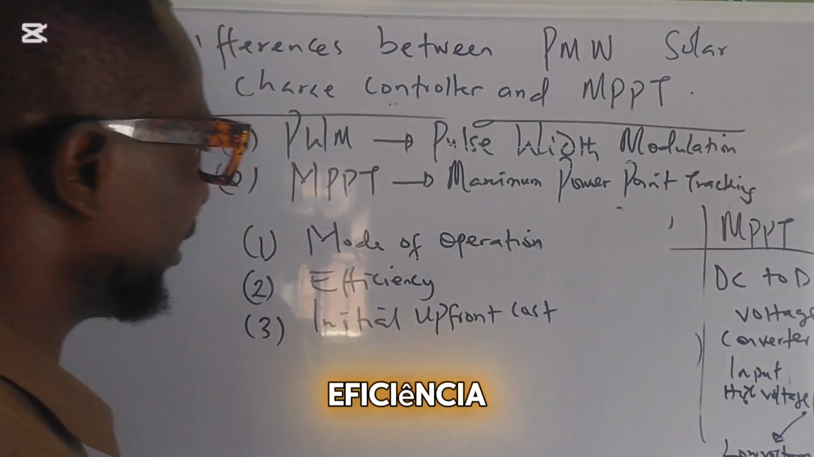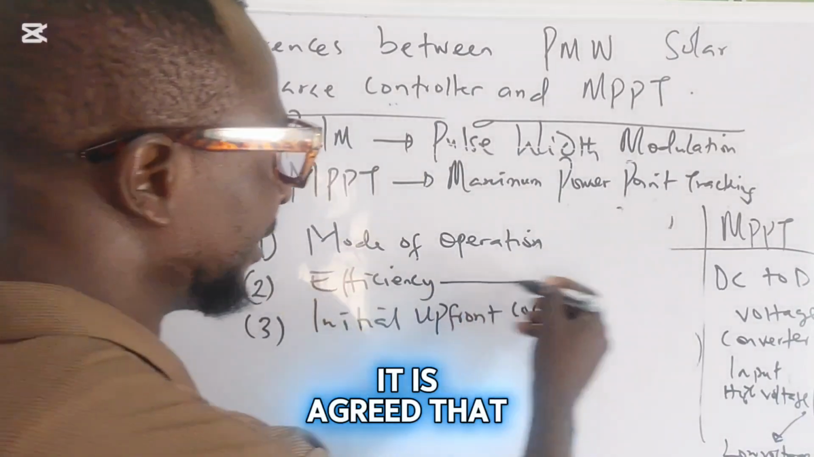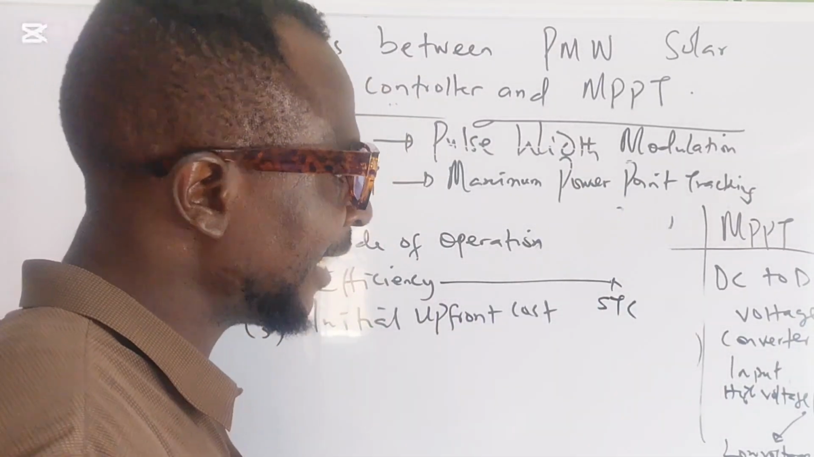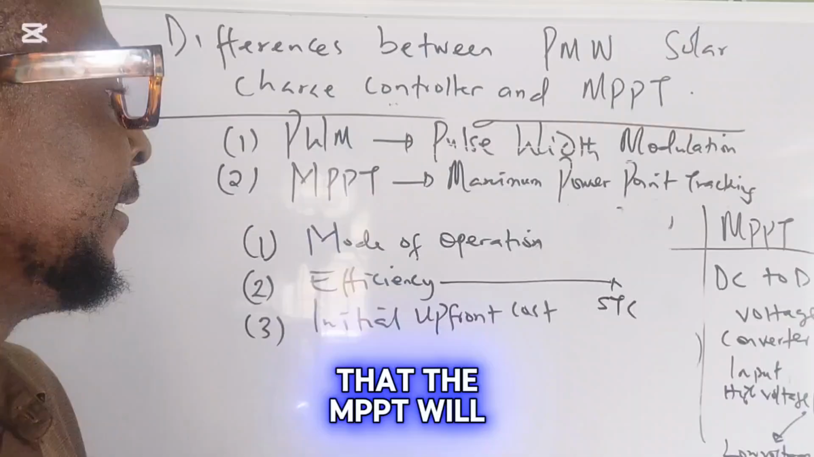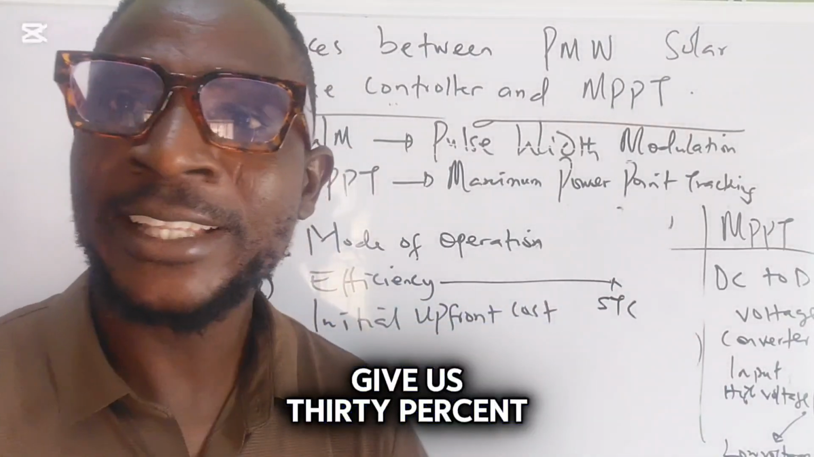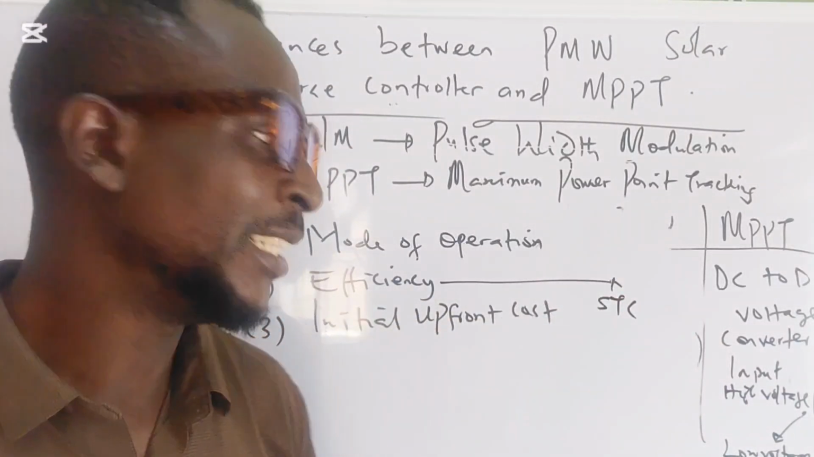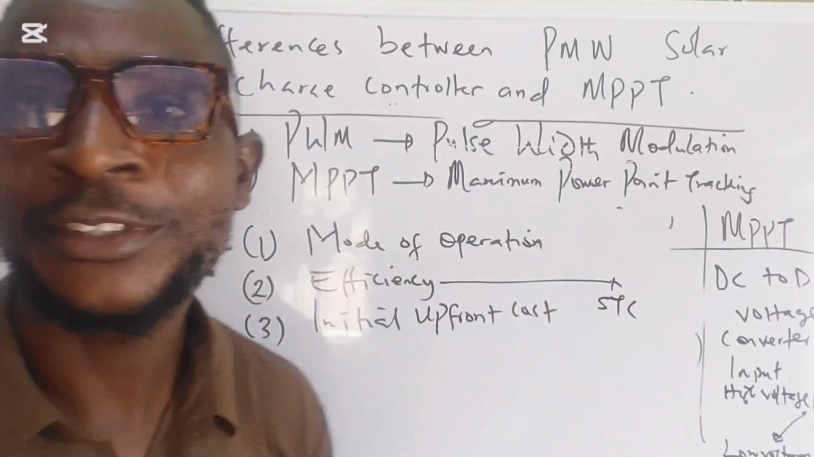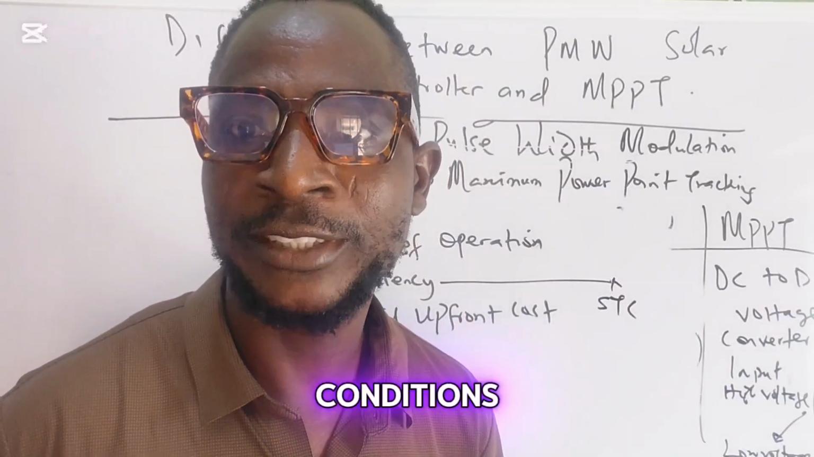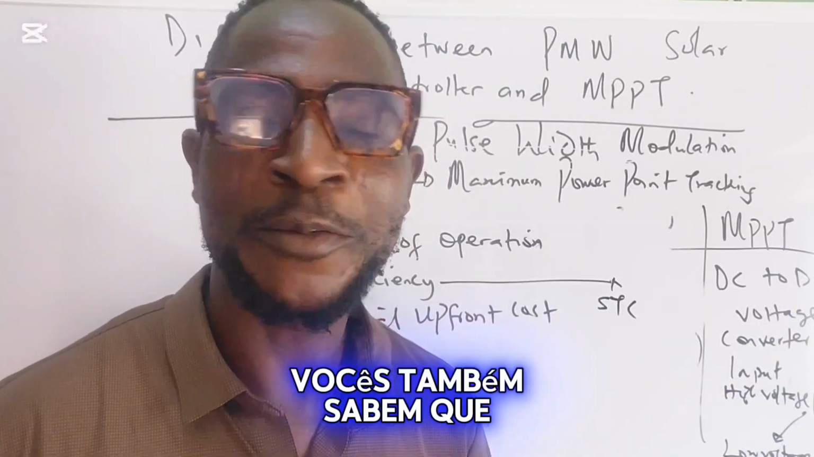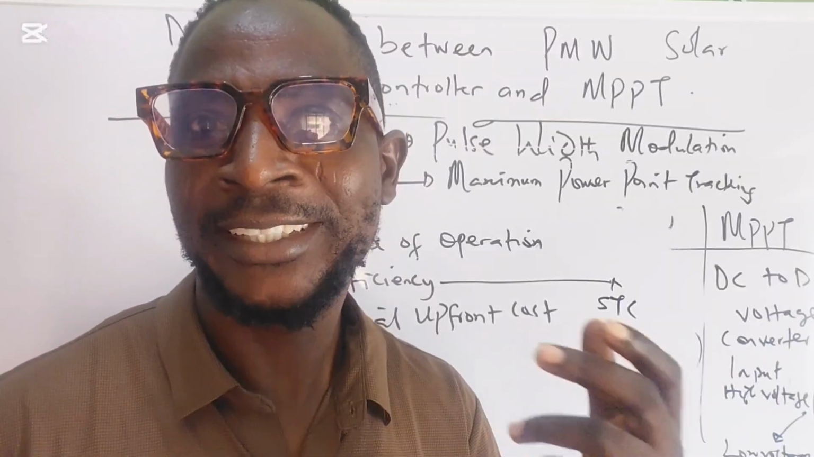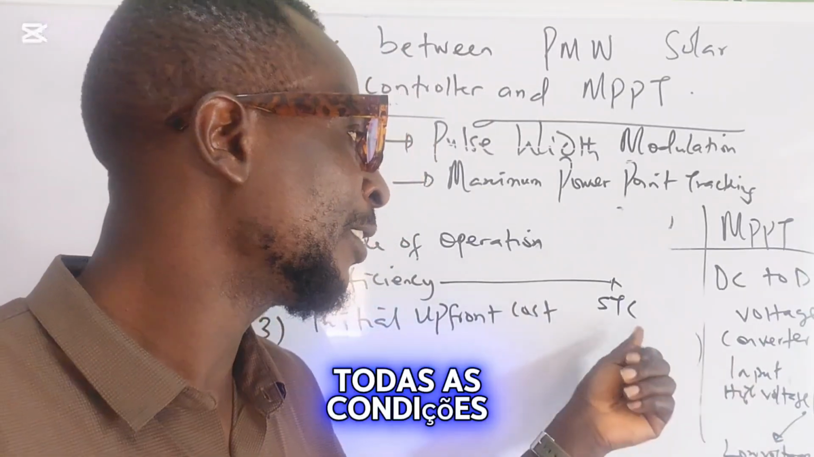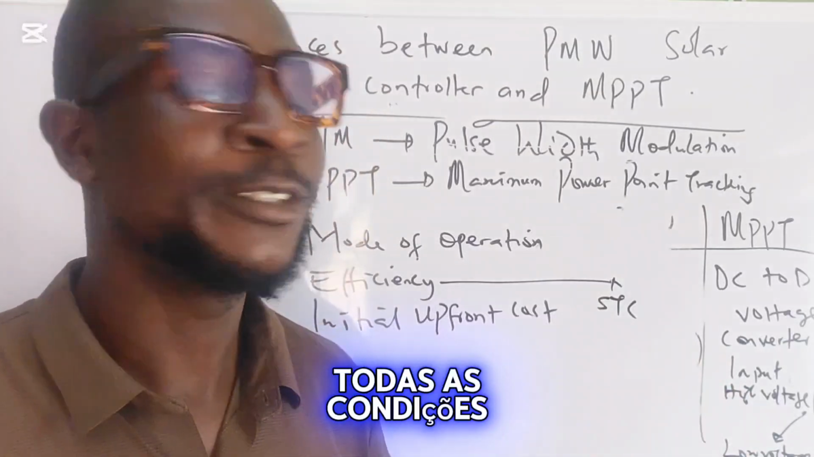The second one is the efficiency. It is agreed that at conditions close to STC, standard test conditions, the MPPT will give us 30% more than the PWM. Please, not in all situations. You understand? Some people will just tell you that the MPPT is 20 to 30% more efficient than PWM. It's not in all weather conditions. So look out for this.